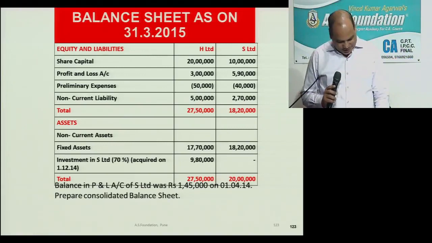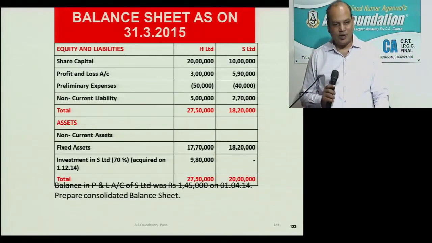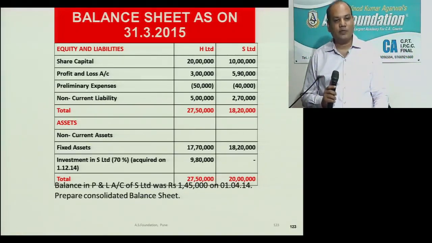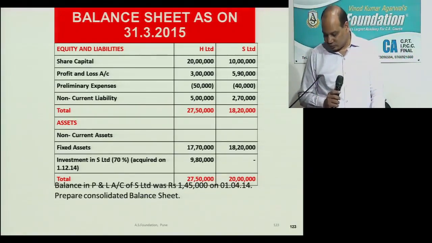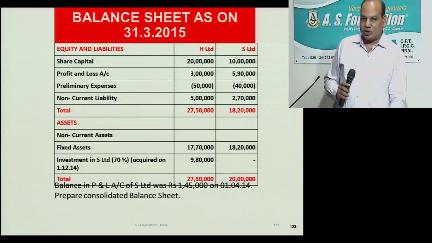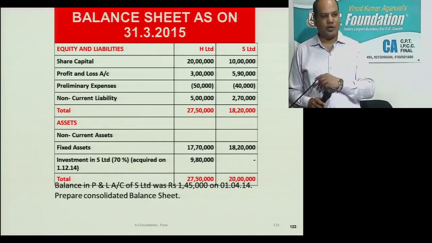Okay. So now the next question says, balance sheet on 31/3/15. Share capital, P&L, preliminary expense. One more variable they have added. Preliminary expenses, doesn't matter. Non-current liability, total asset, non-current asset, fixed asset, investment in S Limited, 70% acquired on 1/12/14. Can you see 1/12/14? And what is the year ending date on the screen? 31st March 15. So what is the number of months in pre-acquisition period?